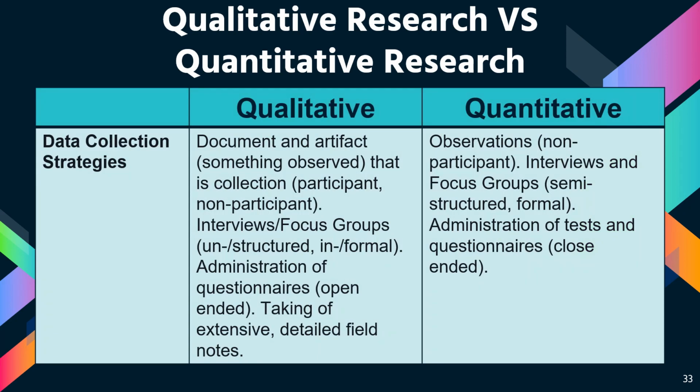As to data collection strategies in a qualitative research, it uses documents and artifacts from participants and non-participants. Interviews, focus group discussion, administration of questionnaires, and taking of extensive, detailed field notes are also used. On the other hand, in a quantitative research, data collection strategies involve observations, interviews and focus group discussions, and administration of tests and questionnaires.